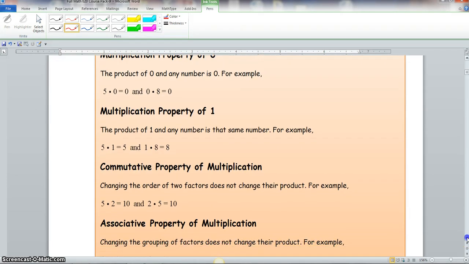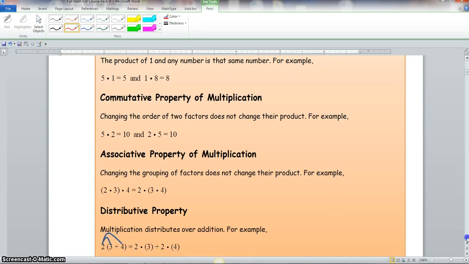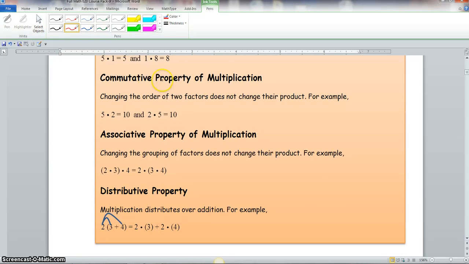Now, we come to the commutative property of multiplication. With the commutative property of multiplication, basically it's saying that if it's all multiplication and you change the order, the answer would still be the same, or the product would still be the same. 5 times 2 is 10, and also 2 times 5 is 10.